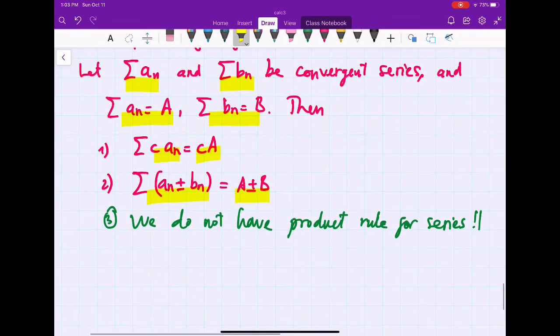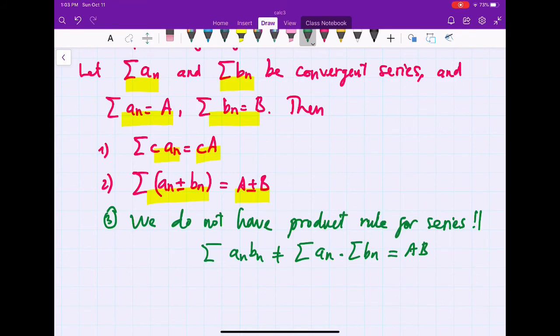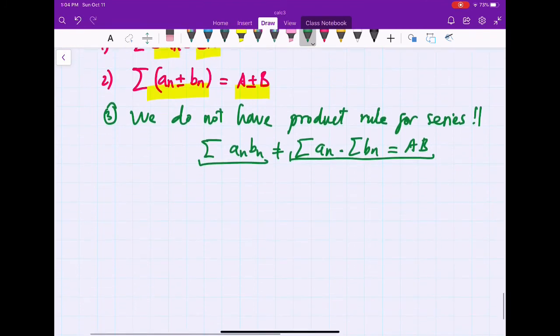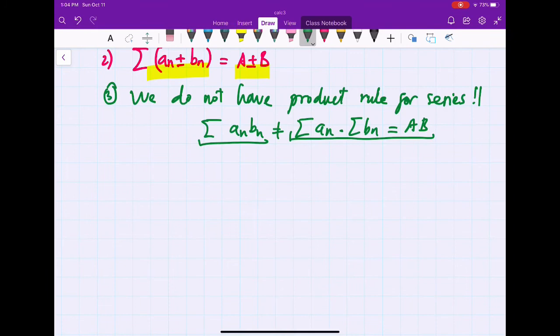And I have to mention that we do not have a product rule for series. What does it mean? That means the series of an times bn is not the sum of an times the sum of bn, and of course that is not AB. So the product of the two sums is equal to AB, but for this series we don't know about it. So we try to use the rules correctly. Don't try to make new rules. I often joke about this with my students.